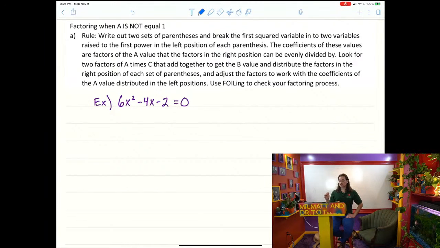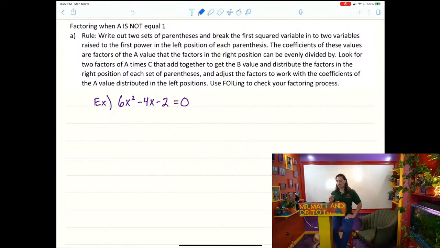So we're going to first consider our factors of a and our factors of a times c. Sorry, I've been talking for a while. And we need two factors of a times c that add together to get b and that work with one set of factors of a. The factors of a that we choose are going to affect the inner times inner and outer times outer combinations when we ultimately FOIL back to check. So let's look at this example.